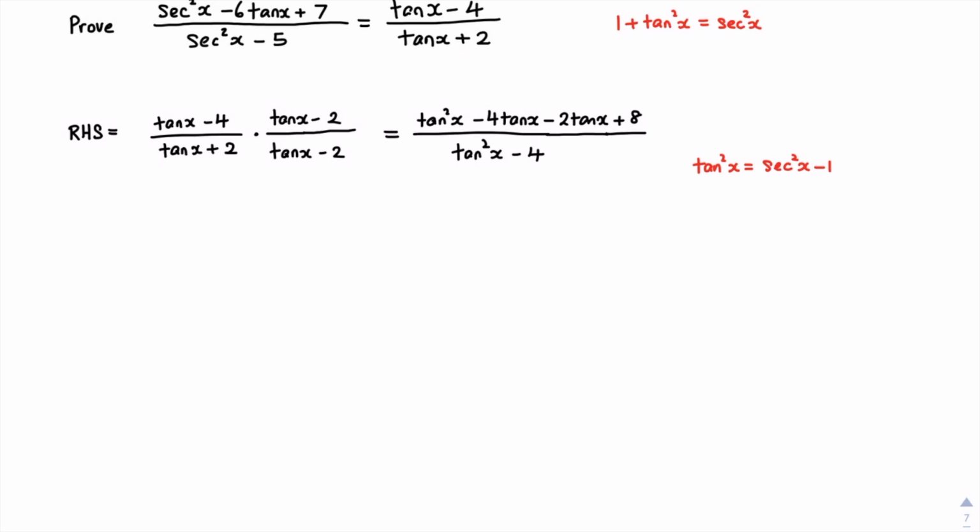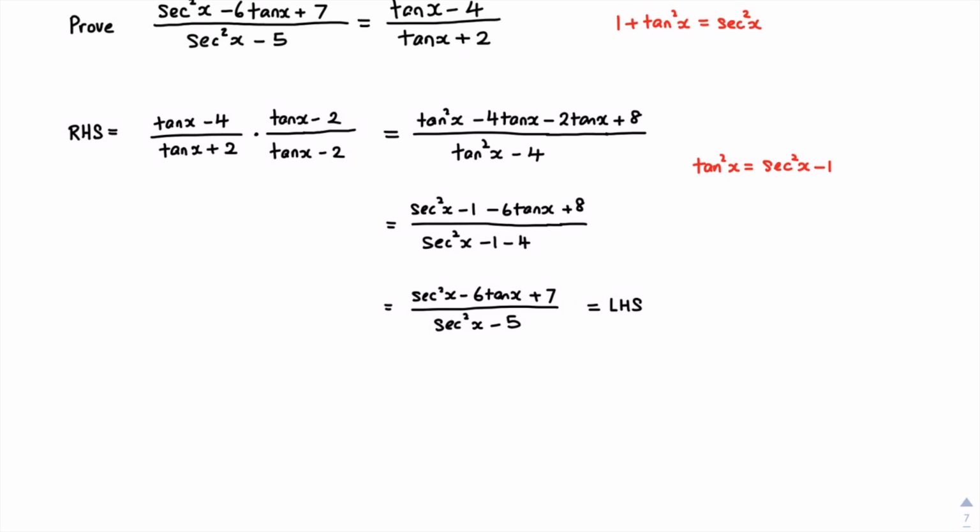Remember that tangent square x is equal to secant square x minus 1. The reason why I want to do this is because if I look at the left-hand side of the identity, there are secant square x's in it, but no tangent square x. So I'm going to replace the tangent square x with secant square x minus 1. When I do that, I get secant square x minus 1 minus 6 tangent x plus 8 over secant square x minus 1 minus 4. Simplify this a little bit, and it gives me the left-hand side.